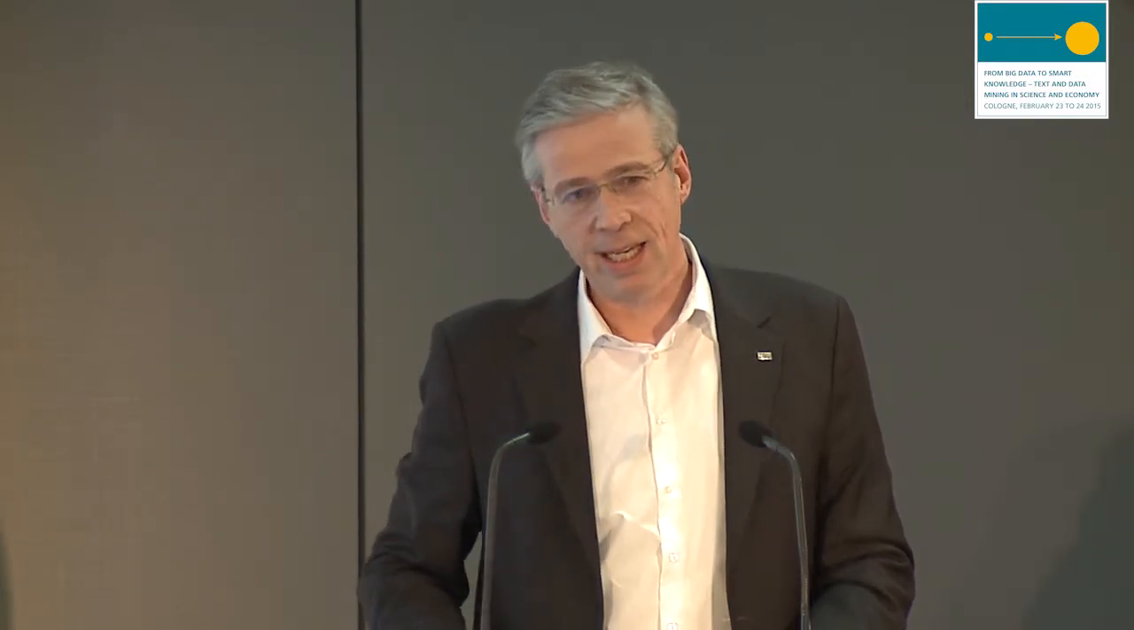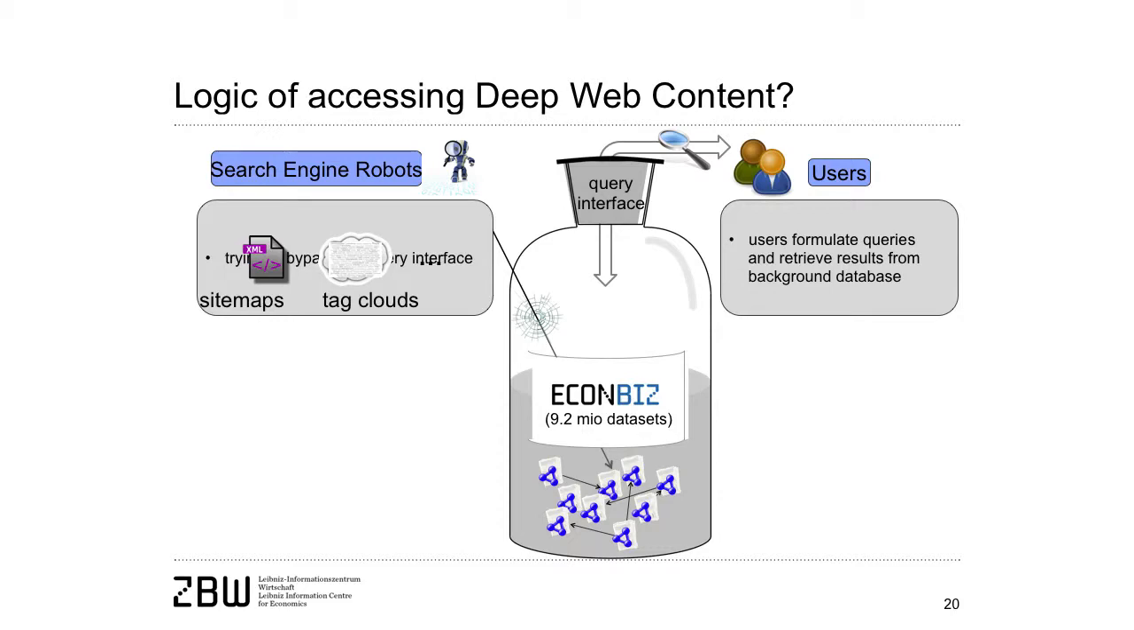And how do search engines operate? They cannot directly access the deep content. In our case, in EconBiz, the deep content consists of 9.2 million data sets. What the crawlers do is they search the EconBiz homepage for tag clouds and sitemaps, and through these they try to access the documents here. But of course, not all the 9.2 million data sets we have are represented in a sitemap or in the tag clouds. That is just part of the entire database.